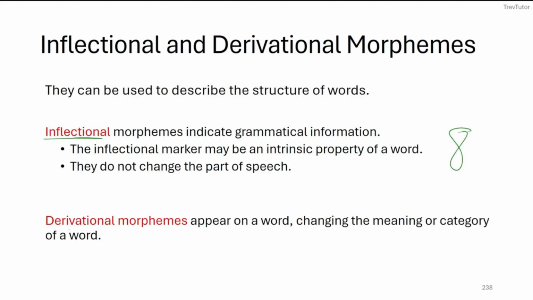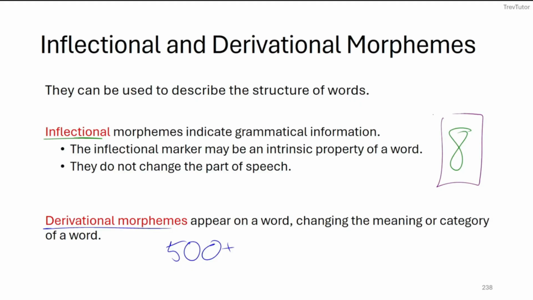And then we have derivational morphemes, and these just change the meaning or category of a word, and they don't indicate grammatical information. And there are well over 500 of these in English. So the best way to approach this is to learn what the 8 inflectional morphemes are, and then understand that if you don't see one of those 8 inflectional morphemes, it is derivational.